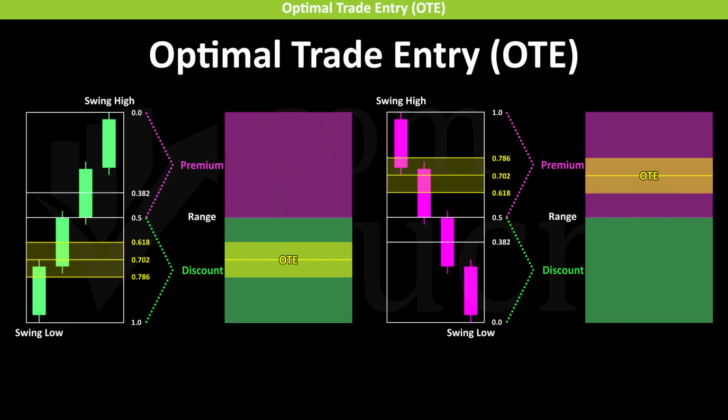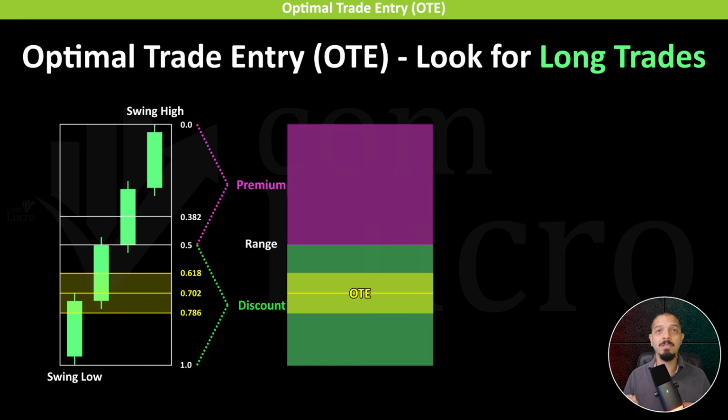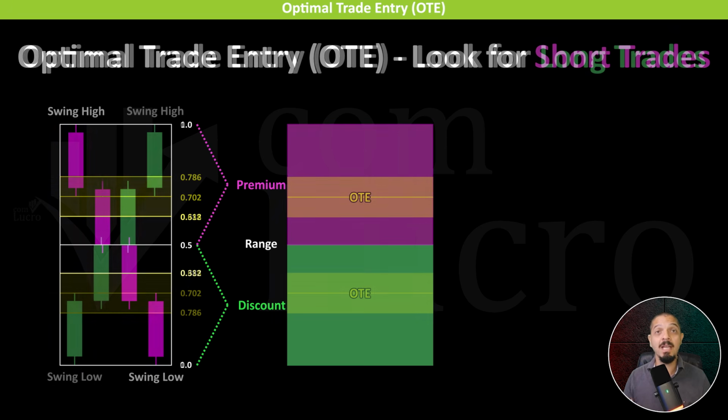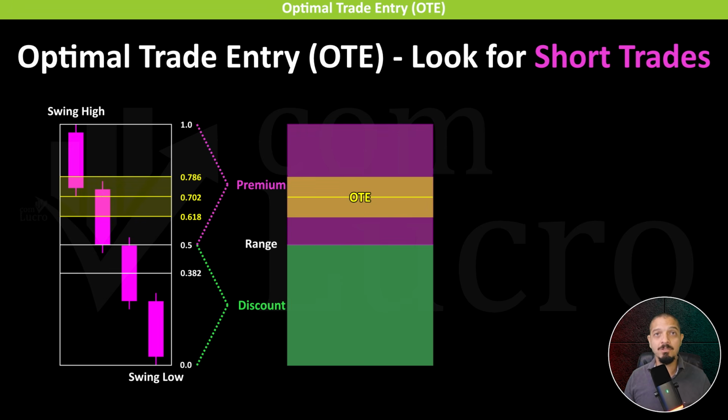What is OTE in the ICT method, and how does it help define higher probability trade entries? OTE stands for Optimal Trade Entry. It refers to a specific Fibonacci retracement zone that aligns with discount for long trade entries and with premium for short trade entries. The idea behind OTE is to refine entry timing by focusing on areas where price is considered optimally priced within a range.